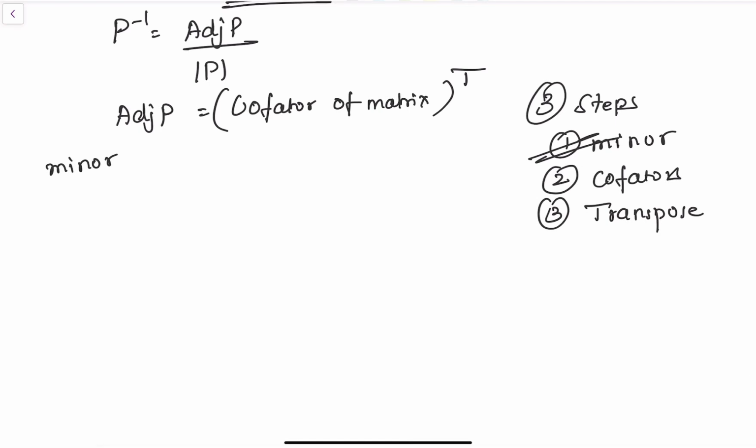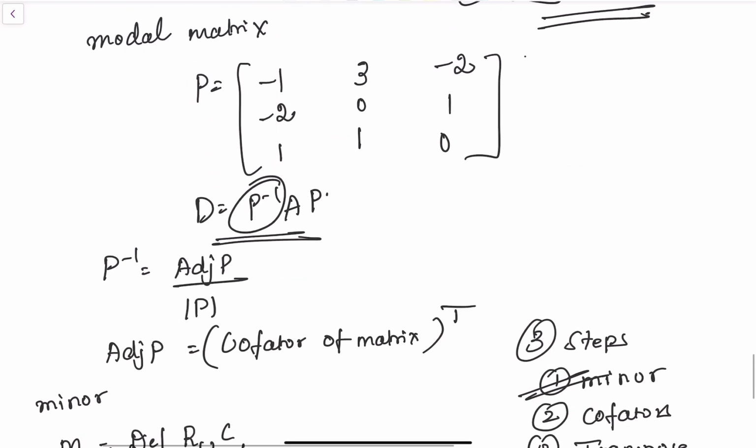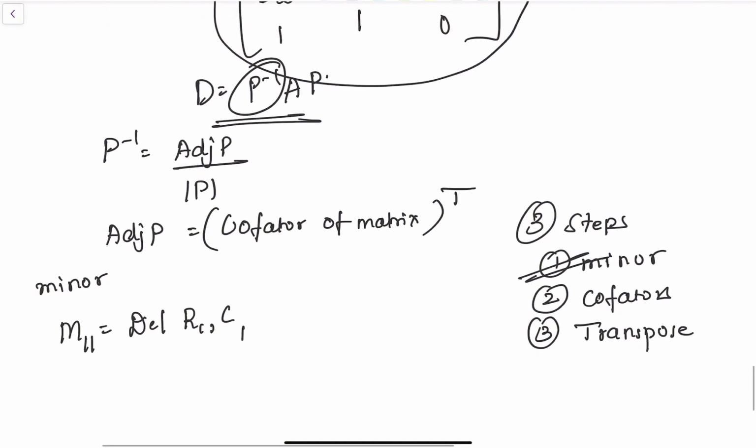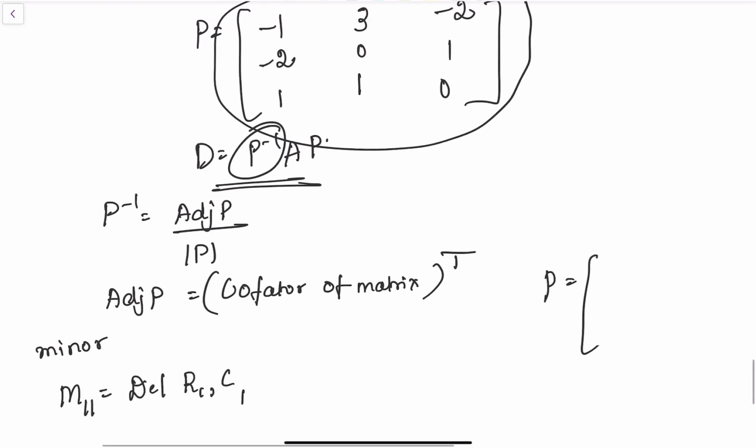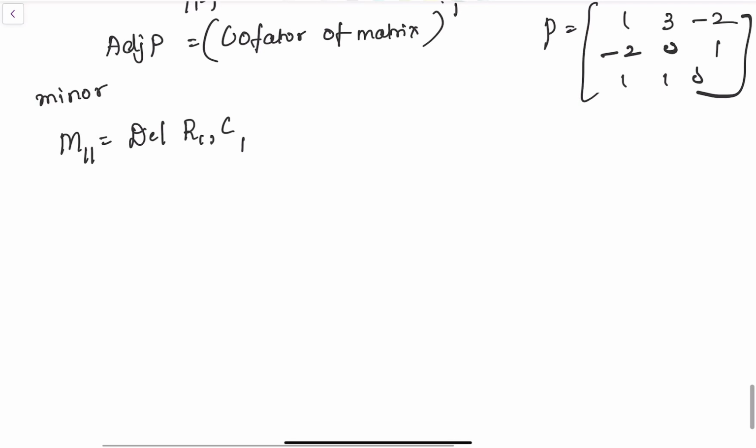So what is minor? The minors will be m11, m12, m13, and so on. You have to delete the row 1 and column 1, that is the first row and the first column, and then write the remaining elements. So what are the remaining elements? Let me write the P matrix here so that it will be easy: minus 1, 2, 1, 3, 0, 1, minus 2, 1, 0. So what are the values that I have to write? It is 0, 1, 1, 0. So deleting the first row and the first column, solve for it.